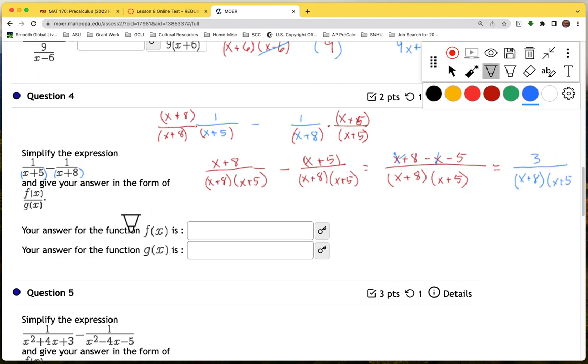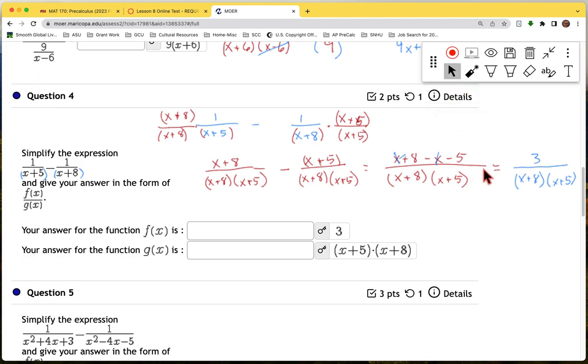So f, this front one, should just be 3. And that's what it is. The bottom one should be x plus 8 times x plus 5, and that's what it is. Again, it's commutative, so you could have it in this order as well. It won't matter. It's the same. All right, looking good so far. So that's question 4.